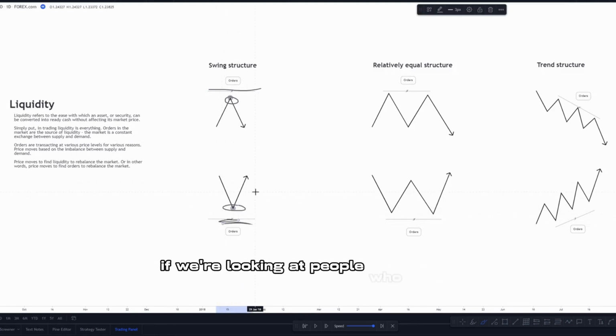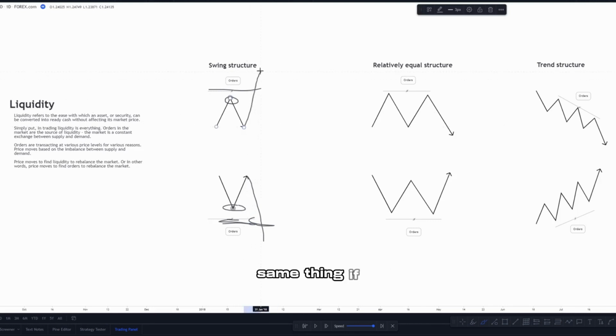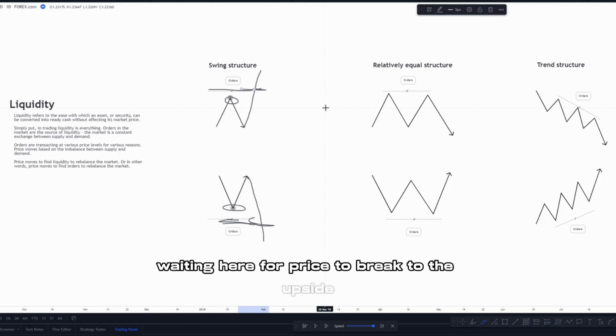If we're looking at people who trade breakouts, there would be orders to execute when price breaks down below. So there'd be orders here. Same thing if people are trading the breakout to the upside, there'd be orders waiting here for price to break to the upside.